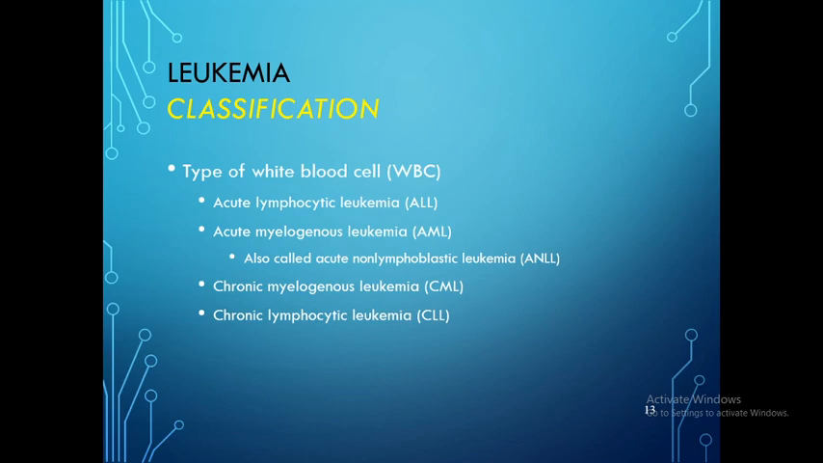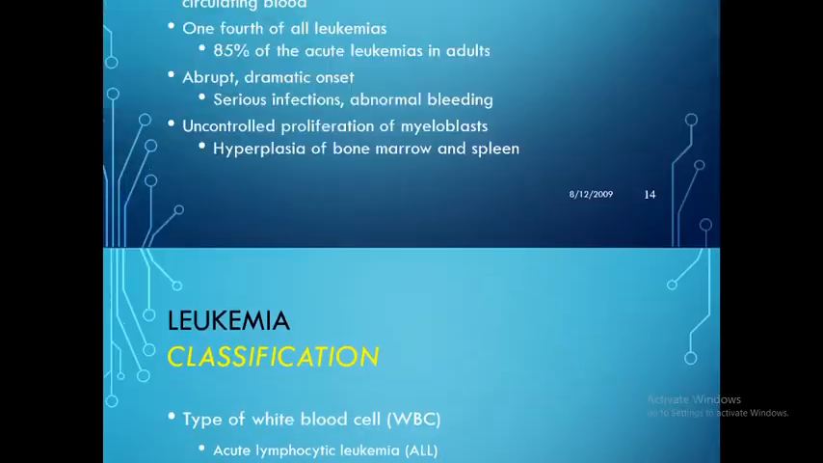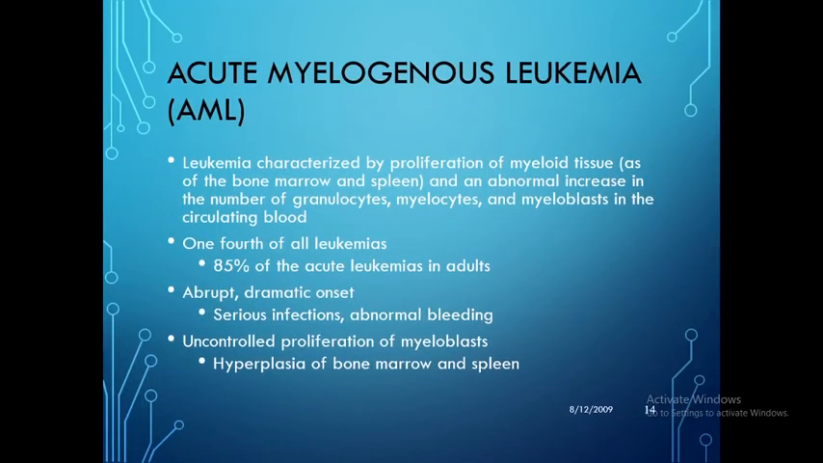Again, this is very important for you to remember. Acute lymphocytic, acute myelogenous, or we can say acute myeloid, chronic myelogenous, or we can say chronic myeloid, and chronic lymphocytic leukemia. Let's start with AML, or acute myeloid or myelogenous leukemia.